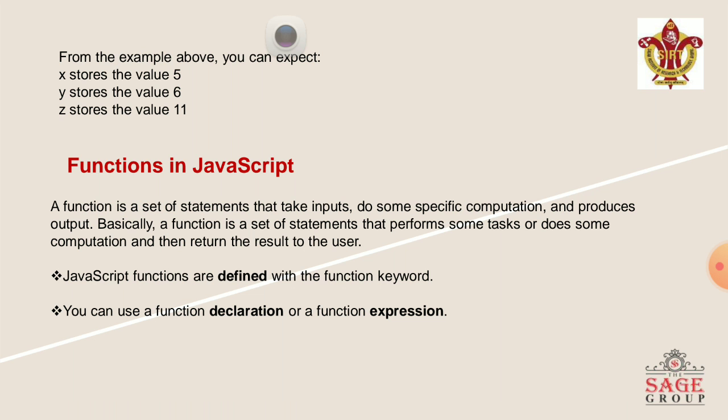From the example above you can see that x stores the value 5, y stores the value 6, z stores the value 11. Functions in JavaScript. A function is a set of statements that takes inputs, does some specific computations and produces output. Basically, a function is a set of statements that performs some task or computation and then returns the result value. JavaScript functions are defined with the function keyword. Then you can use a function declaration or function expressions.